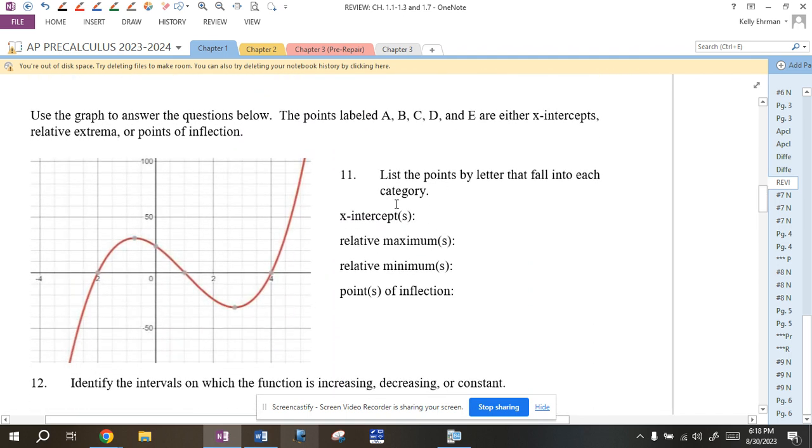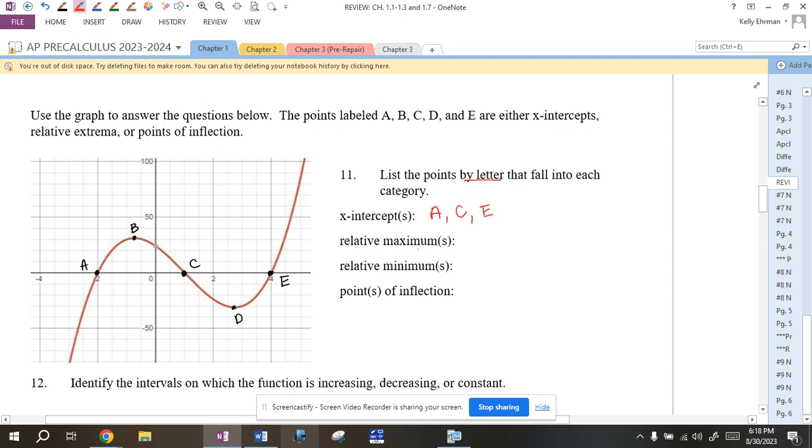Okay, moving on. Use the graph to answer the questions below. On your paper, you should have the points labeled A, B, C, D, and E. Those are either x-intercepts, relative extrema, or points of inflection. I didn't specify which was which because that's the first question. So list the points by letters. We're just going to use A, B, C, D, or E that fall into each category. So which ones are x-intercepts? That's where you're crossing the x-axis. So those are points A, C, and E. That's where we're on the x-axis.